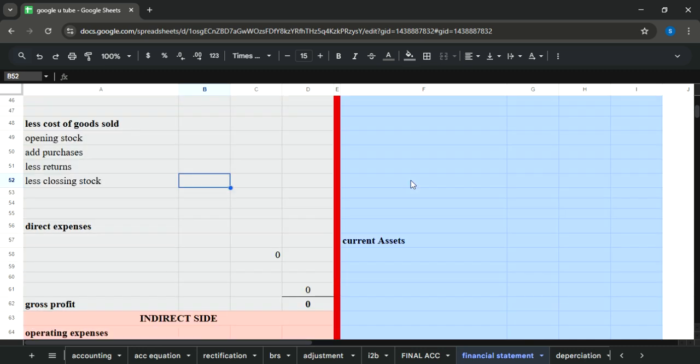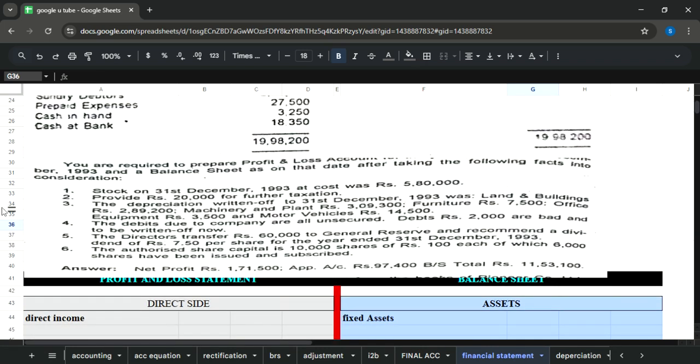So mention 580,000 on the direct expense side, and immediately go to the current asset side, and here 580,000 you will also present on the asset side. It means we have completed the dual effects which we were talking about. The first effect on the direct side, the second effect on the asset side. Alright guys, so the first adjustment is completed.